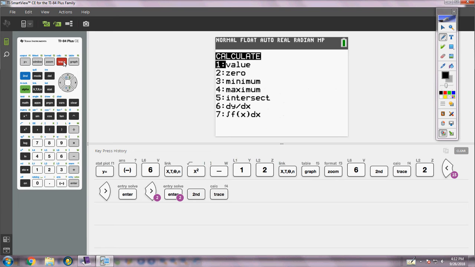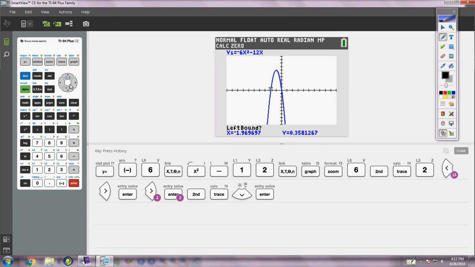So I'm going to go to second trace again to find my second 0. So I'm going to come around. The first side I come to is the left side, so that's the left side. Then the right side, and then guess, and I get two zeros, one at negative 2 and one at 0.